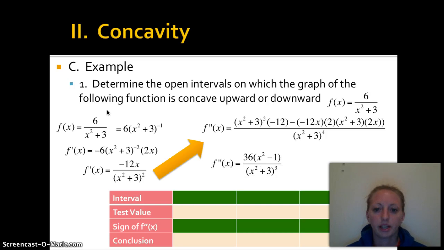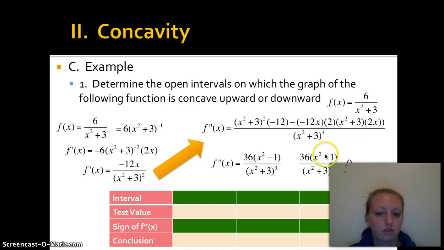So when I simplify it, I get 36 times the quantity x squared minus 1 over x squared plus 3 quantity cubed. And okay, so before we were setting the first derivative equal to 0, but when you test concavity, you're going to set the second derivative equal to 0. So this is going to be set equal to 0, and that's going to give us our test intervals. So when does this equal 0?